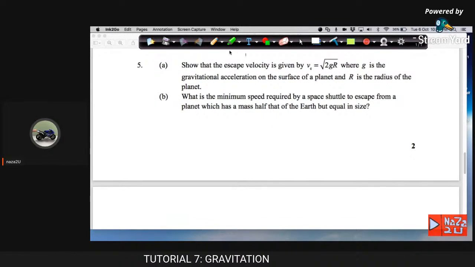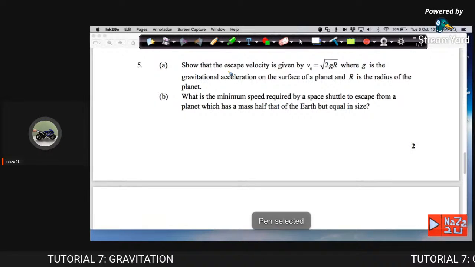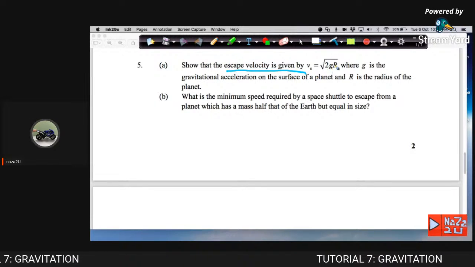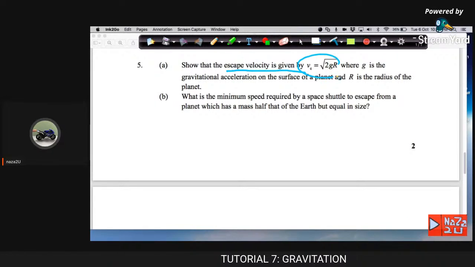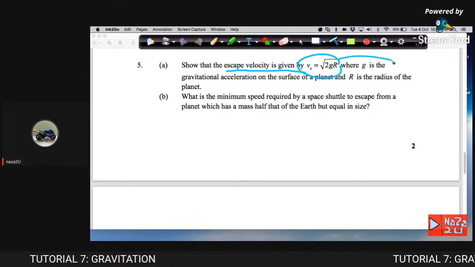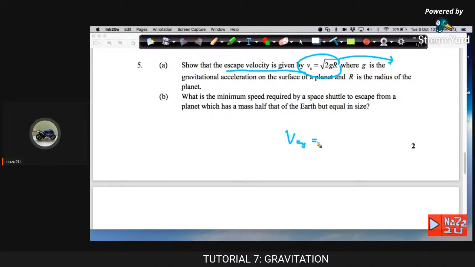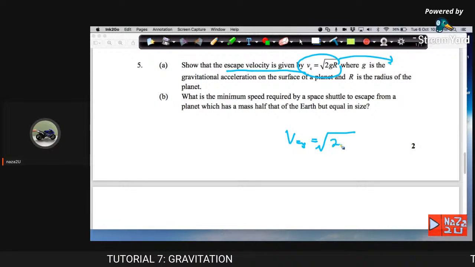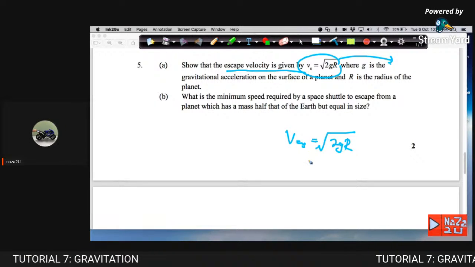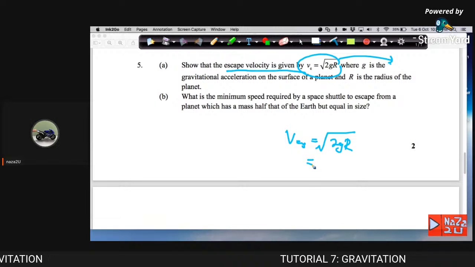Okay, question number 5. Show that escape velocity is given. Yang ni saya rasa kamu boleh rujuk pada nota. Saya rasa dalam nota tu ada cerita mengenai yang ni, macam mana kita boleh dapat escape velocity. Escape velocity actually kita ada dua. So you can use 2gr, and also you can use the second equation.